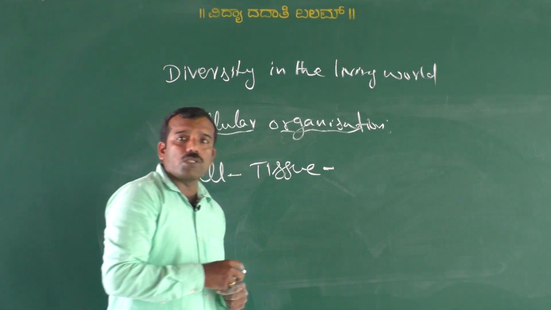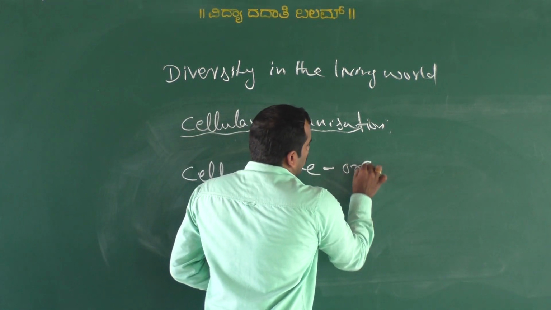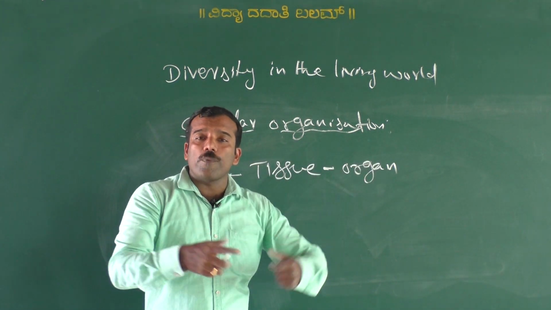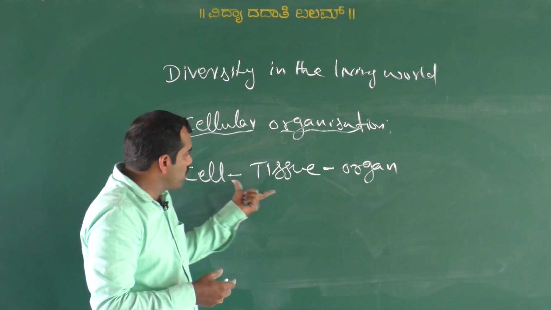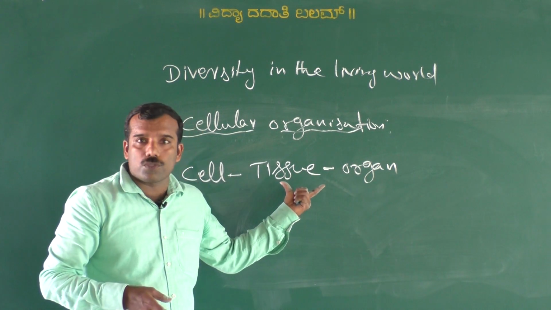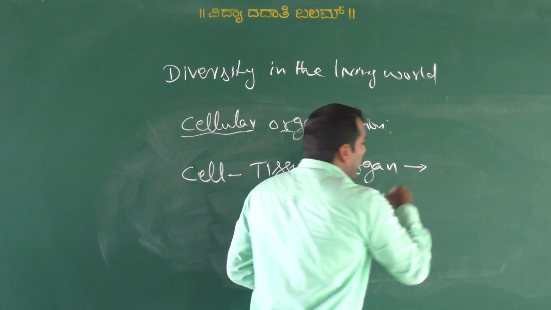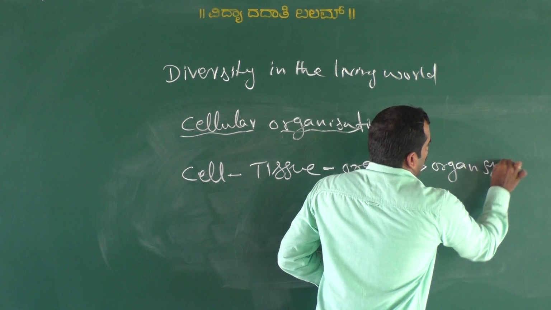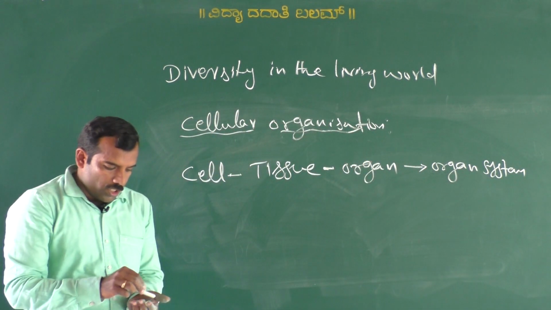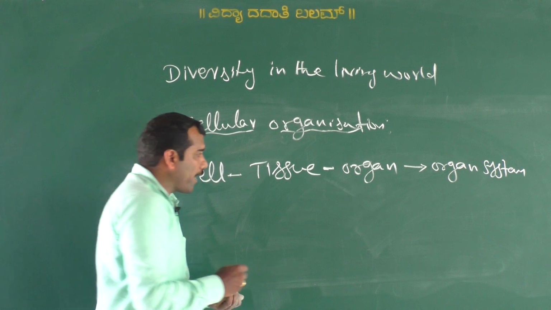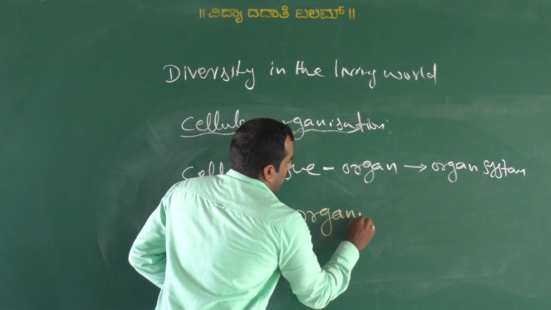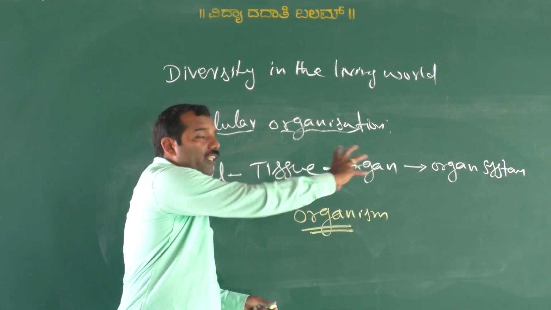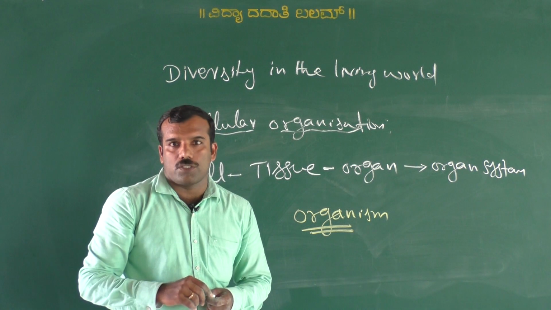These different tissues together form an organ. That is called what? Cellular organization. So different organs are formed by the integration of these tissues. These different organs together form an organ system. These different organ systems together form an organism, a living organism. This type of organization is not found in non-living things.